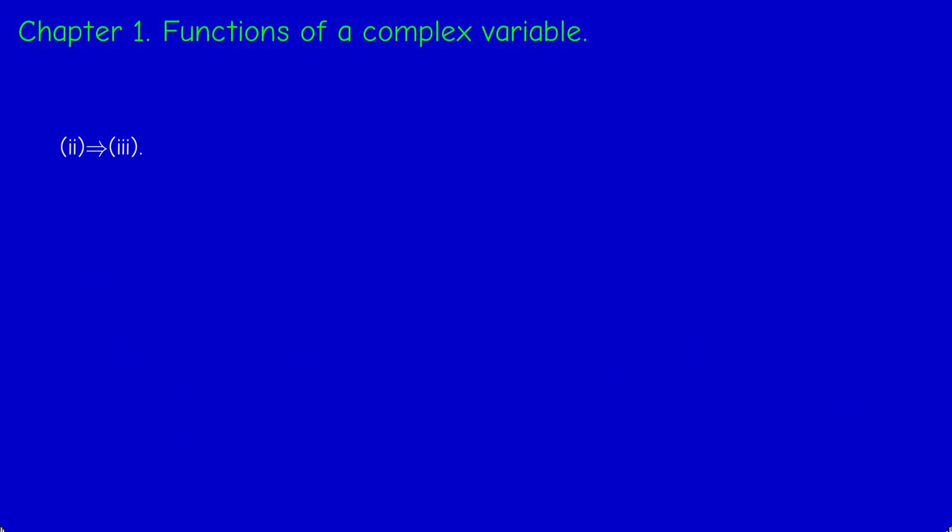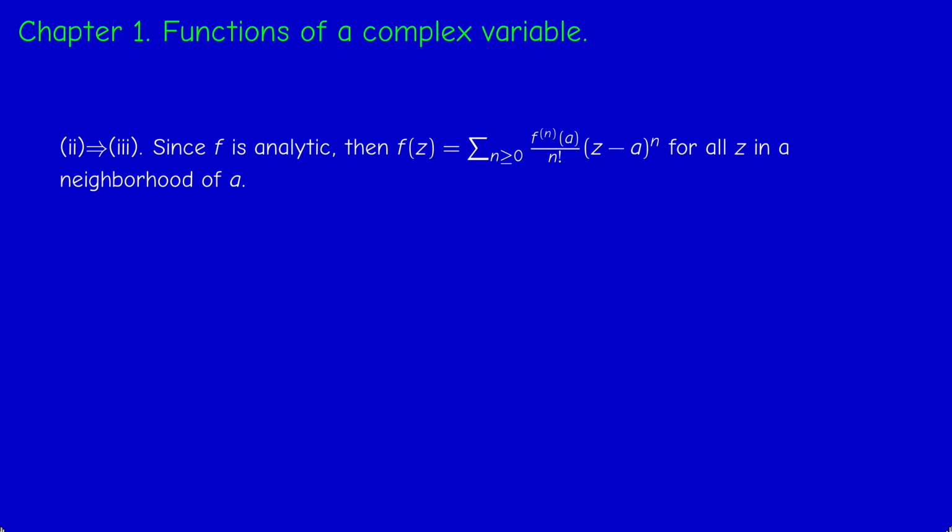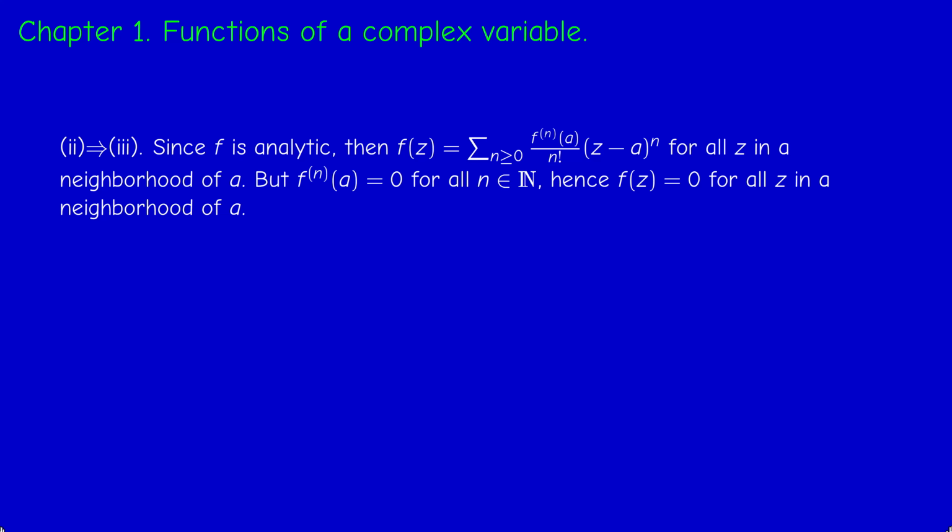2 implies 3. Since F is analytic, we can represent F in its Taylor series on a neighborhood of A. But if the germ of F is trivial, all the derivatives at A vanish. Which means that all the coefficients of this series are 0. So it means that F vanishes on a neighborhood of A. Okay, so 2 implies 3.